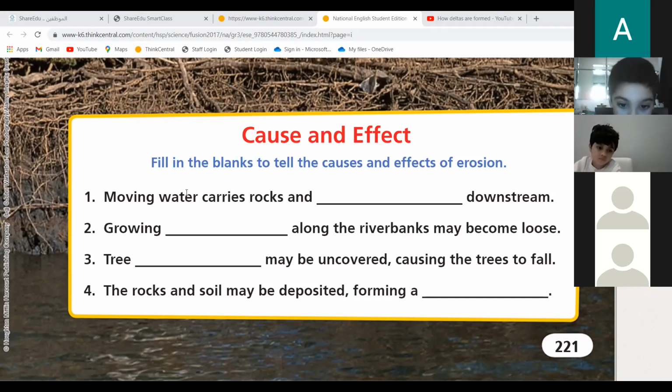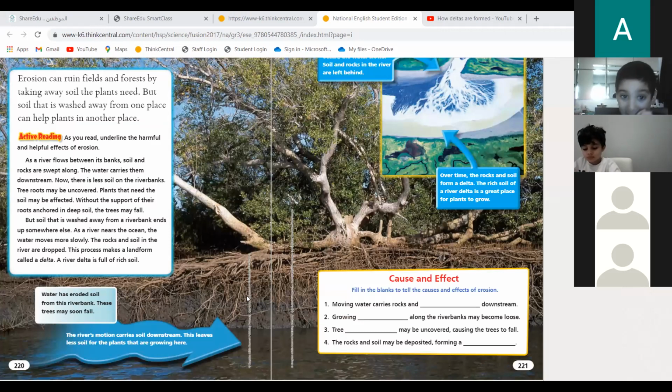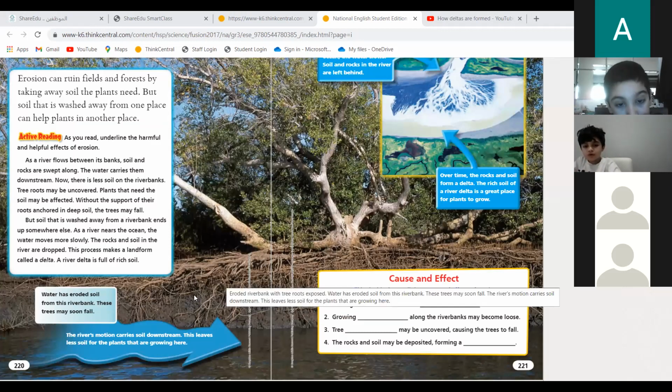Now, moving water carries rocks and what down the stream? Look at your book and tell me. Rocks and water. Okay, the water is going to carry rocks and something. Rocks and what? Rocks and what keeps the roots out?